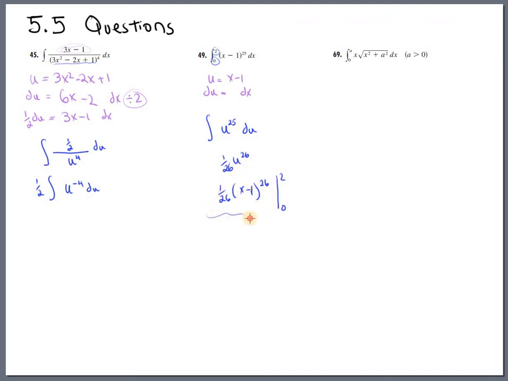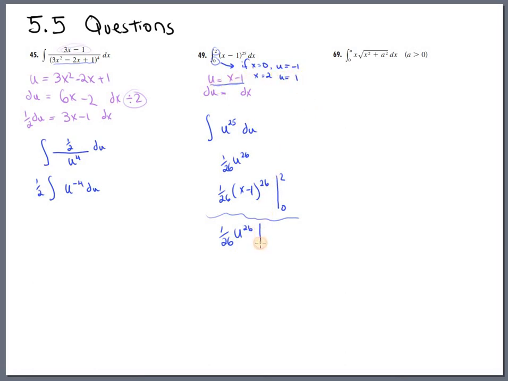So I can do that, or the other option is to say, once I've integrated and I've got 1/26th u to the 26th, I could change these x limits. This 0 is an x limit. So if x is 0, u is, and just plug 0 in for x right here into this equation. So if x is 0, u is negative 1. And if x is 2, u is positive 1.